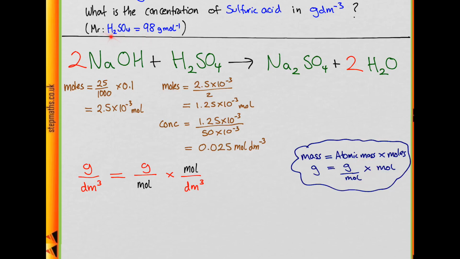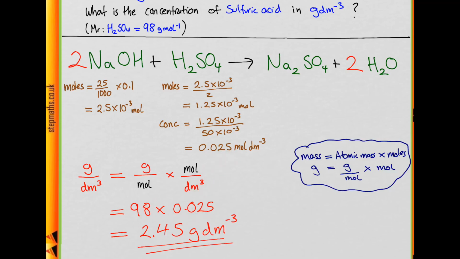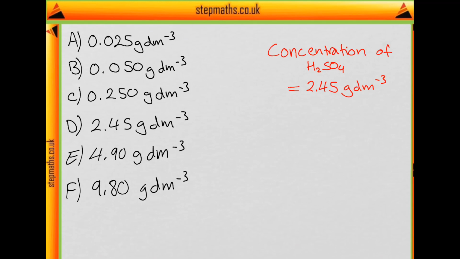Luckily, we're given the molecular mass of sulfuric acid, so we can do the molecular mass 98 times the concentration in moles per decimeter cubed, which we worked out, and this will give you the concentration of 2.45 grams per decimeter cubed. So looking at our list of options, you can see that the correct answer is D.